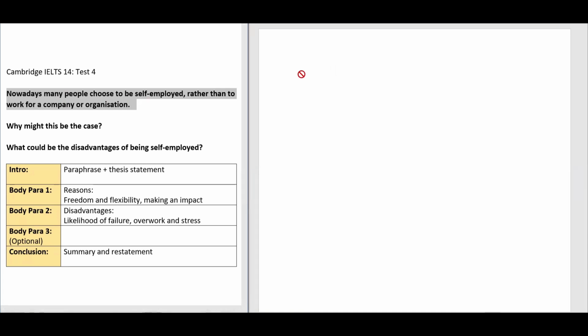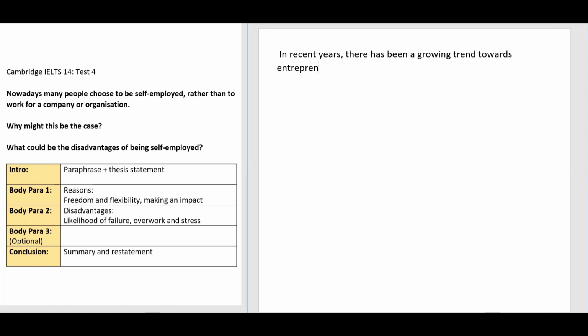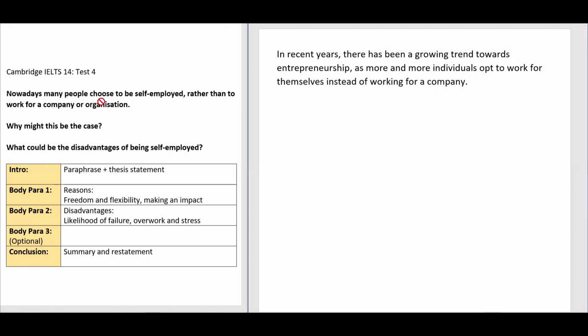Nowadays, many people choose to be self-employed. So instead of nowadays, we can use a different expression, such as in recent years, there has been a growing trend towards entrepreneurship as more and more individuals opt to work for themselves instead of working for a company. So this is a paraphrase of what was already given in the prompt.